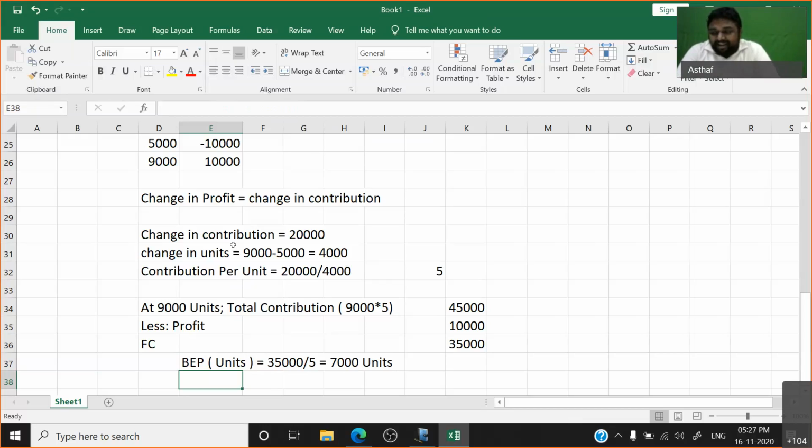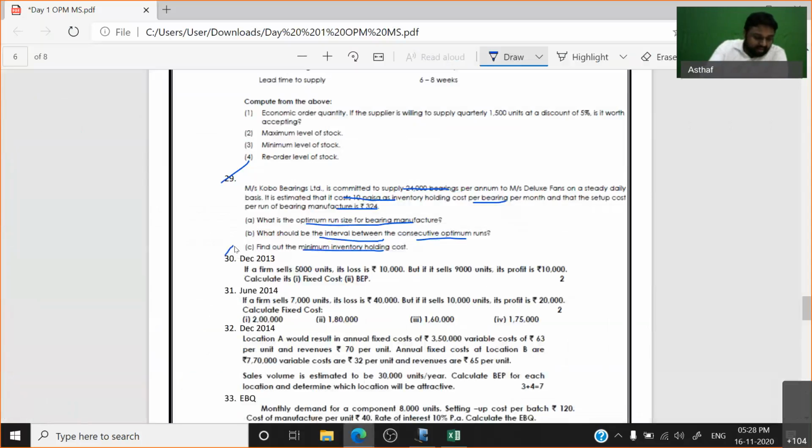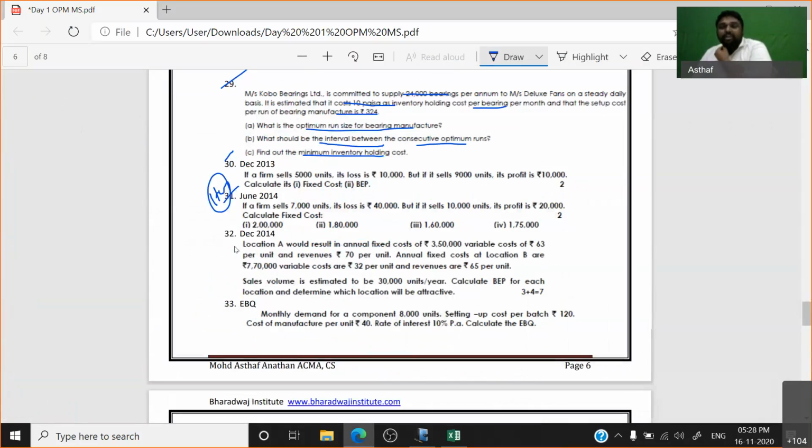So hope you have completed. Very easy question. If you are not practicing, you will not understand, because there is a very important concept called change in profit is equal to change in contribution. Now, with your permission, question number 31 is a ditto question. You can do it as homework. Now we will move to question number 32. I am ready for you.